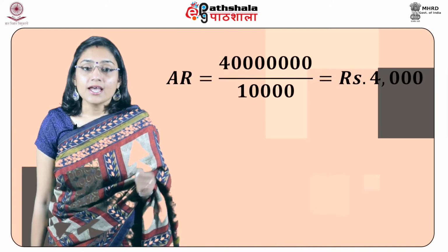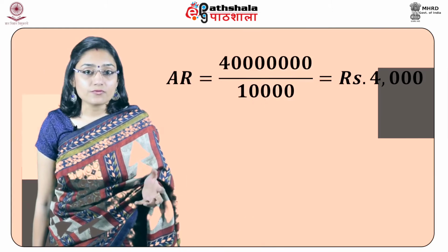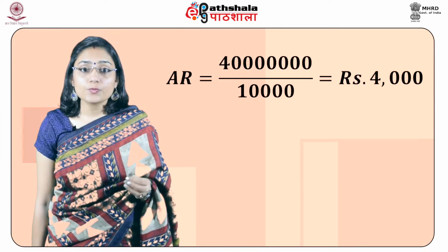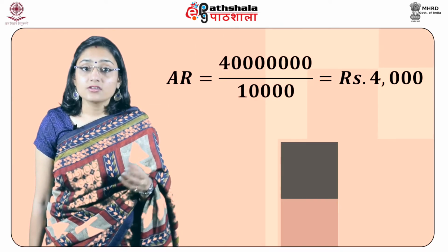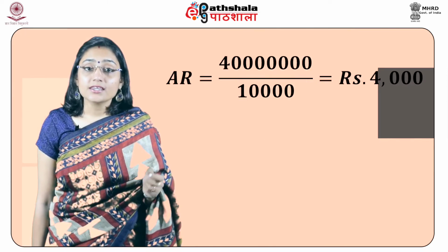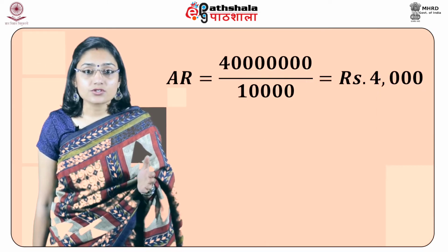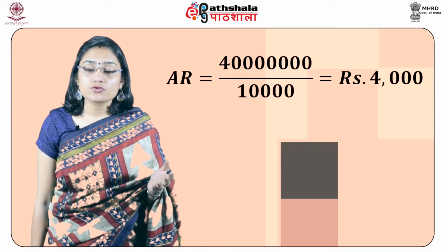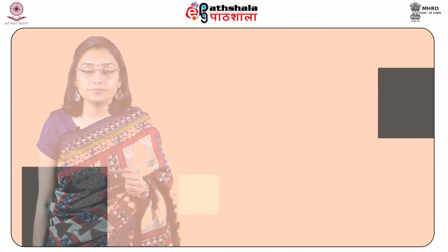For example, ABC Limited Company makes cell phones and its total revenue of the year 2014 was Rs 4 crore, and the number of cell phones it sold were 10,000. Thus, in this case, AR equals 4 crore divided by 10,000, which equals Rs 4,000.